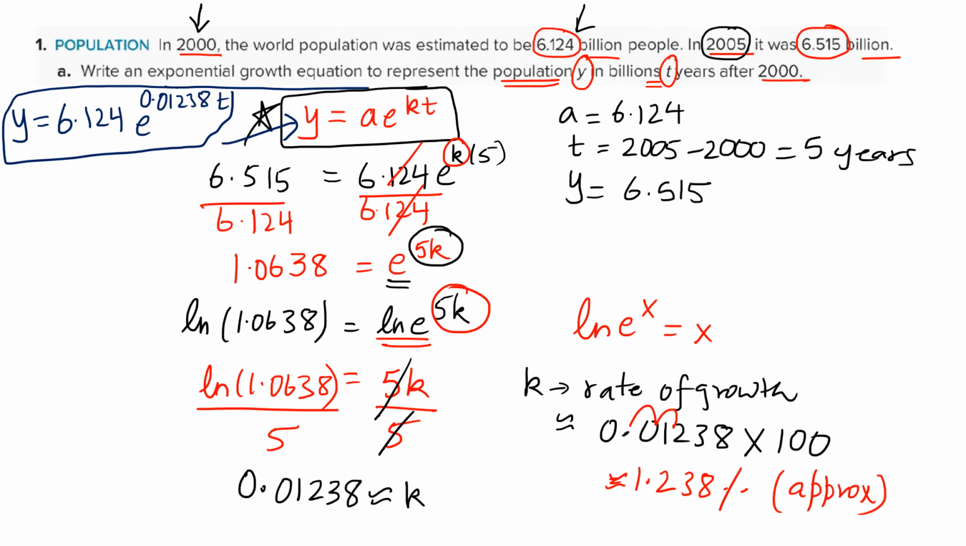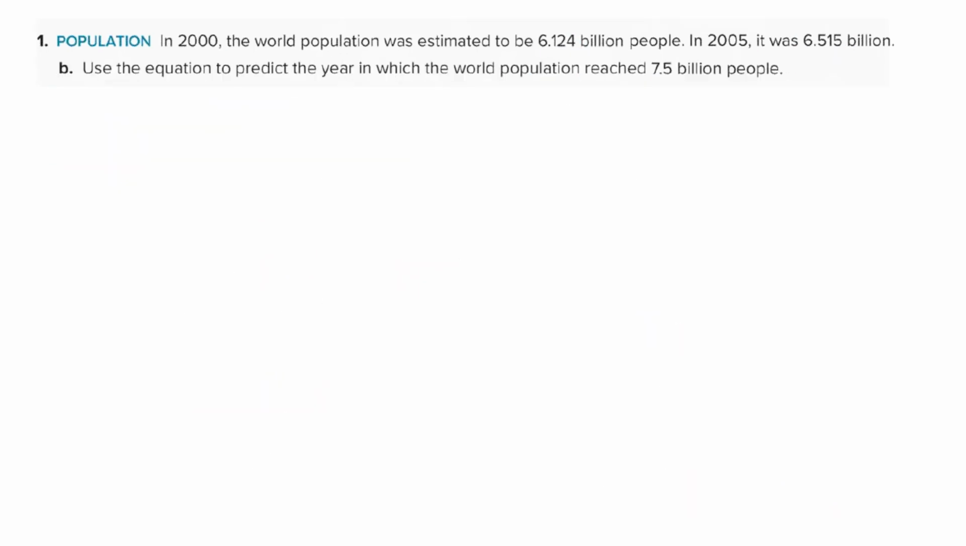So concluding part A here, the population of the world t years after 2000 can be modeled by this equation. The final answer, y equal to 6.124 e to the power 0.01238t. Let's proceed to part B now. Okay, so now for this part B, we are going to use the equation we got from part A. So let me write that equation first for you, and then we will see what all variables and values are given. So y is equal to 6.124 e to the power 0.01238t.